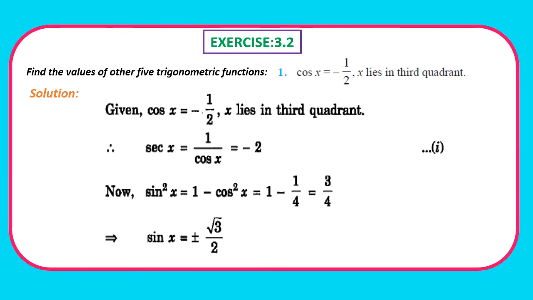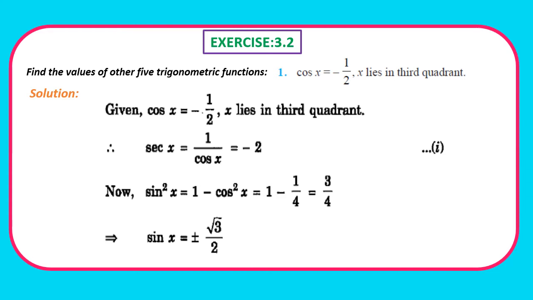So let's start exercise 3.2. And the first is: find the values of other 5 trigonometric functions if cos x is equal to minus half. It is given that x lies in the third quadrant. Okay, x lies in the third quadrant. Now we have cos x equals minus half and we have to find the other 5 trigonometric ratios. So sec x will be equal to what? 1 upon cos. So 1 upon cos, it becomes minus 2.